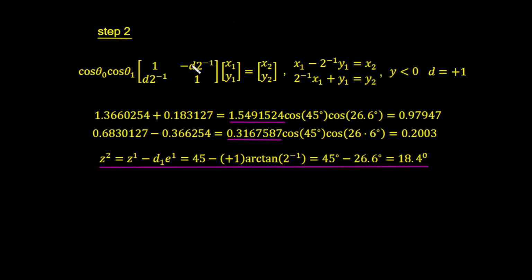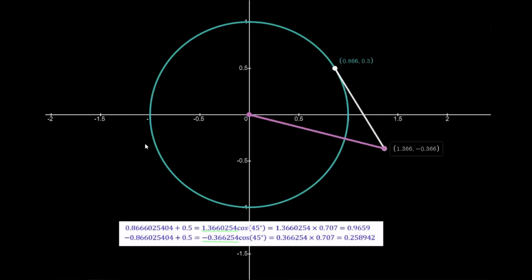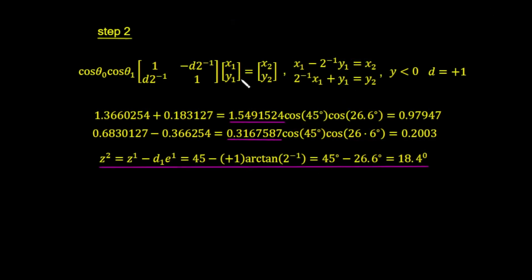So we take our matrix here and we multiply it by our new values, which are our x1, y1. So this is the pseudo-rotated point, that's these points here, 1.366 and minus 0.366, which we generated from the previous step. And that's going to give us the new points x2, y2. So we can write this out. If we were to multiply it out, we would have the value of 1 times the x1, so that's 1 there, and we're going to have minus d times 2 to the minus 1.